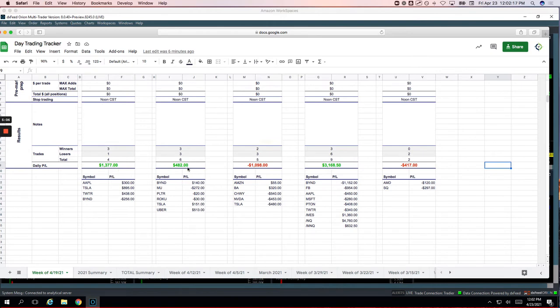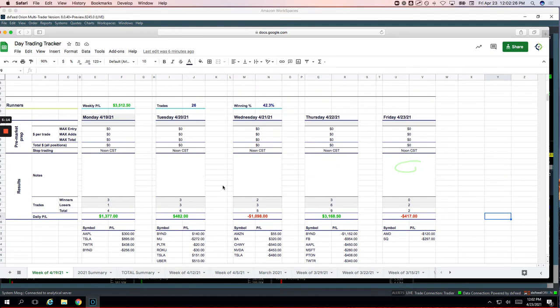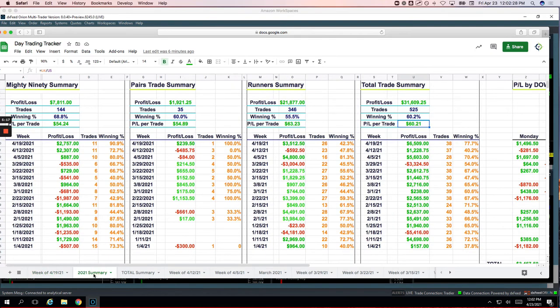Monday was a good winner. Tuesday was a winner. Wednesday was a loser. Yesterday was the big one. And then today, a little bit of a red day on the runners as well. But net-net, over $3,500.